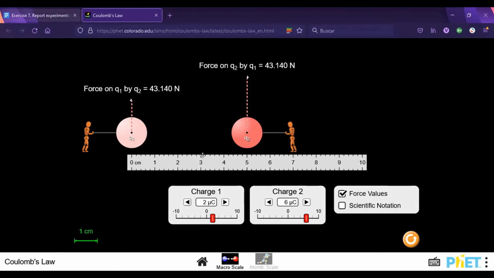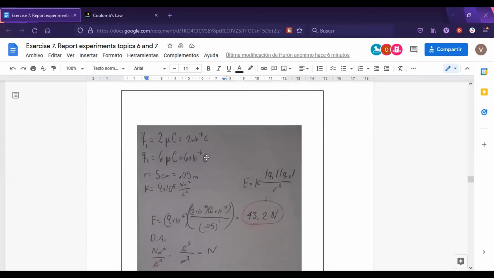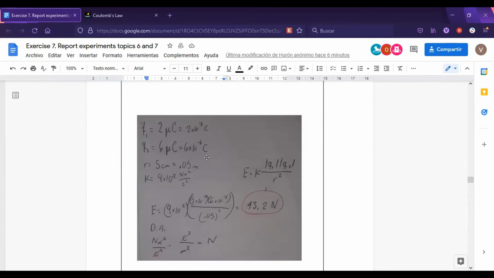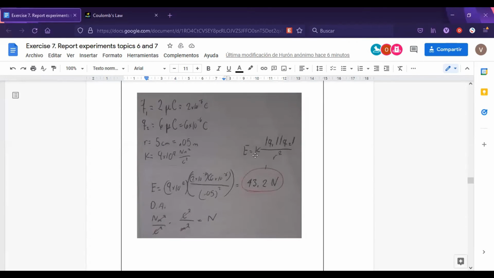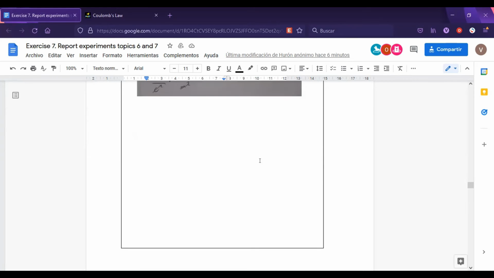Well, for the resolution by hand, we only need one formula, which is the electrostatic force formula, which says that the proportionality constant multiplied by the absolute value of both charges multiplied by themselves, divided by the square of the distance between both charges. Now, by simply substituting every value, we get the result of 43.2 newtons.